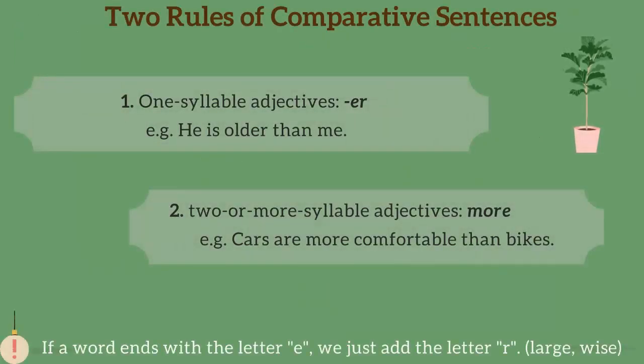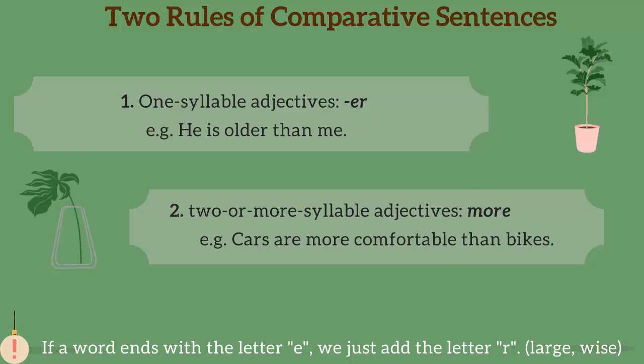Let's take a look at the two rules of comparative sentences. In the first example, we have the one-syllable adjective old. As it is a one-syllable adjective, we add the suffix er to it. So, old becomes older. In the second example, however, we have the word more instead of the suffix er, because the adjective comfortable has more syllables than one.